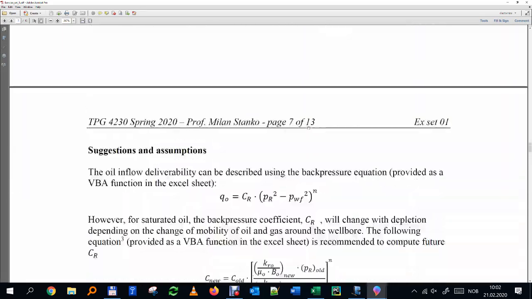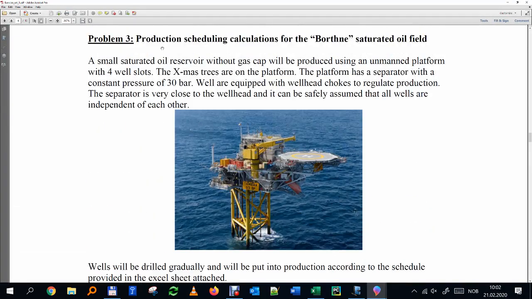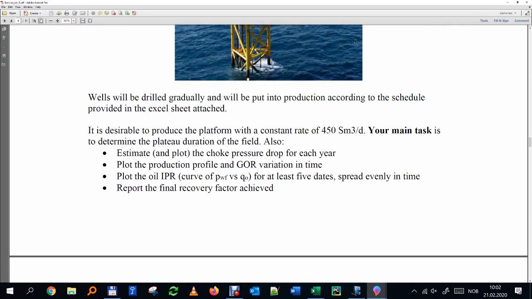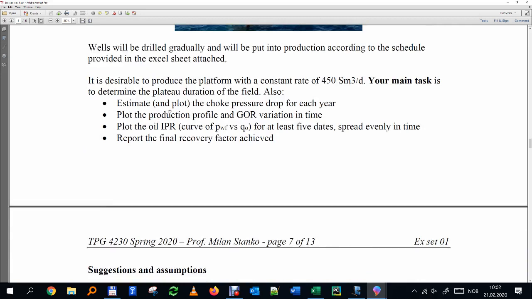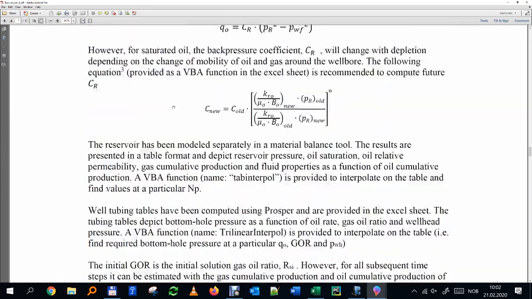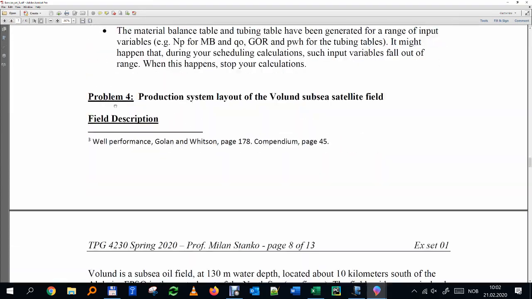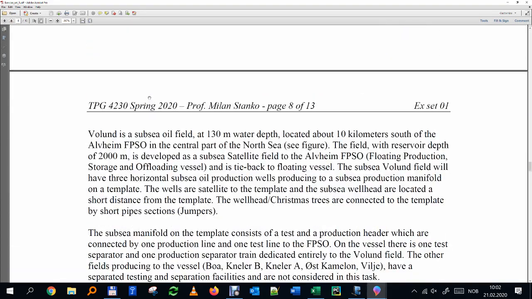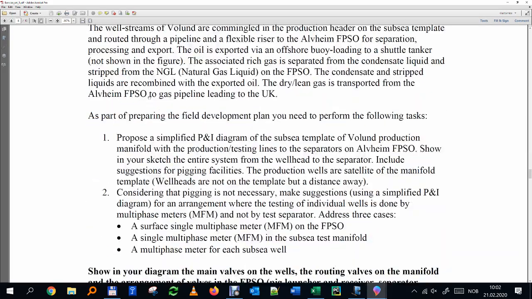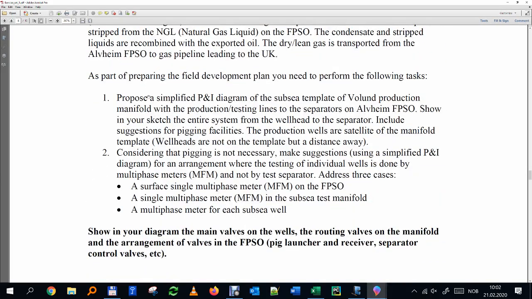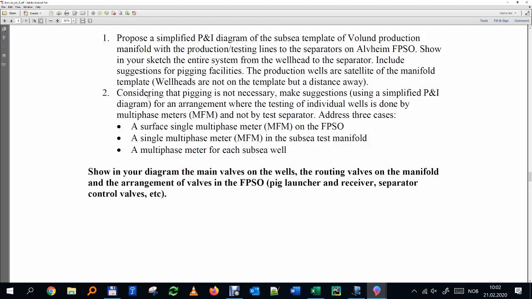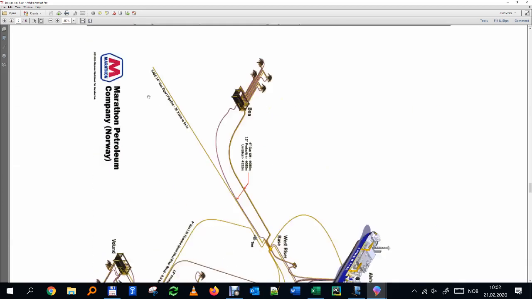This problem is the production scheduling, like what we have done for Snøhvit, but for a saturated oil field. And I think you already have all the tools to solve it. It's essentially the same, but you have different IPR and different tubing TPR. And this problem 4, we are not able to solve it yet. We have to discuss it maybe not next week, but the week after. We have a short discussion on that.